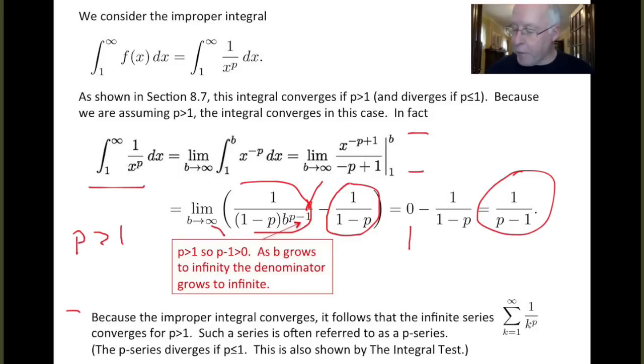And because the improper integral converges, we know that the infinite series converges by the integral test. So as I mentioned, this series is often referred to as a p-series. We see that term here again. P-series are going to be very, very important in the rest of this chapter. They are very important series for the comparison tests. We've talked about the case p equals 1 first, and the series converges if p is bigger than 1. You can also show by the integral test, and you should try this, that the series diverges if p is less than or equal to 1.